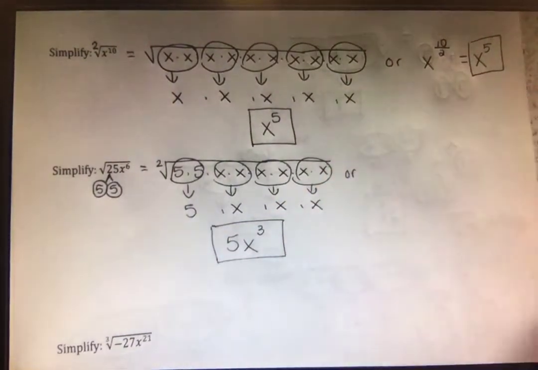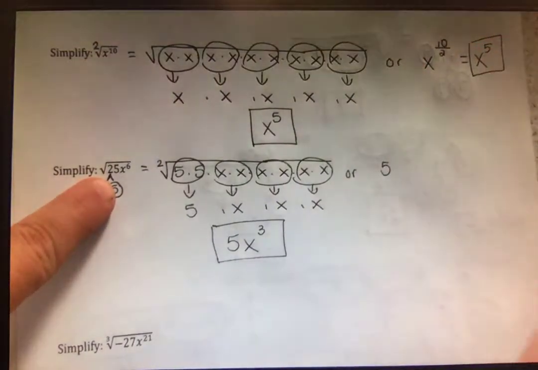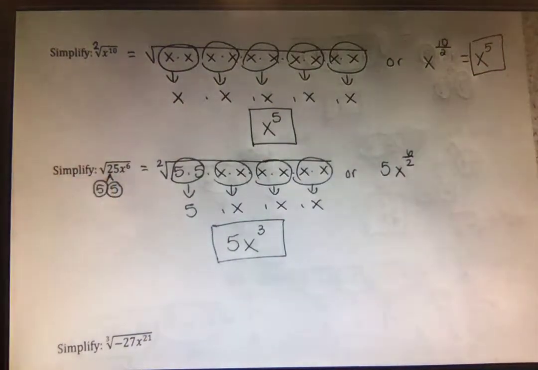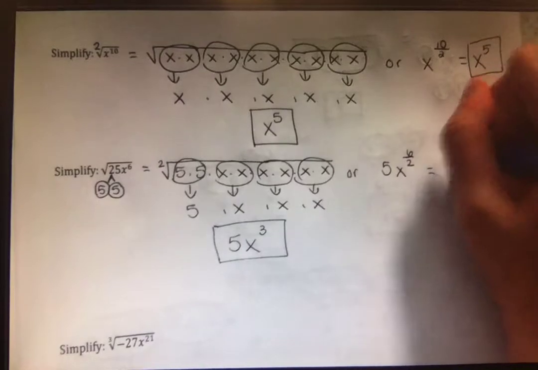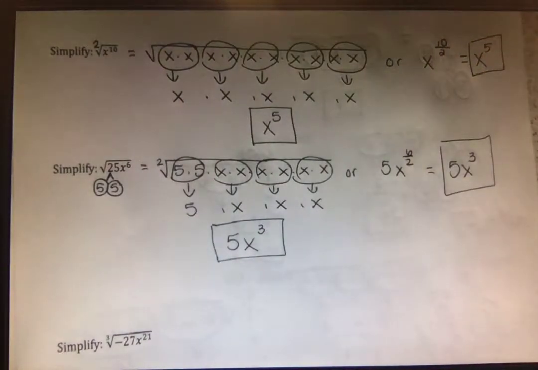Our other option, like we just did earlier, the square root of 25, we know is 5. If we have 6 x's, we're taking out groups of 2. That'll be 6 divided by 2 to see how many groups are coming out. And that will give us that 5x cubed that we got on the previous section. Either way, same thing.